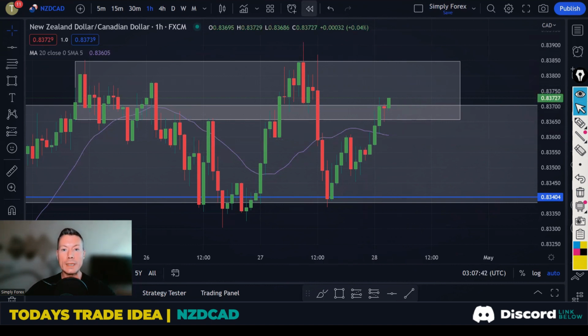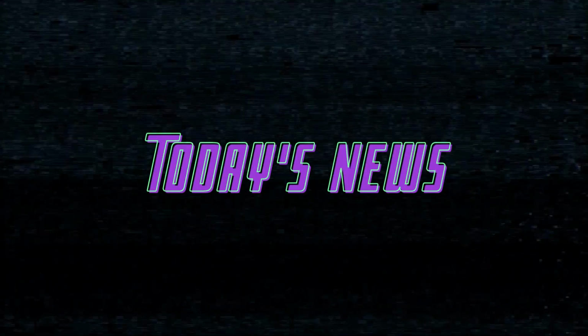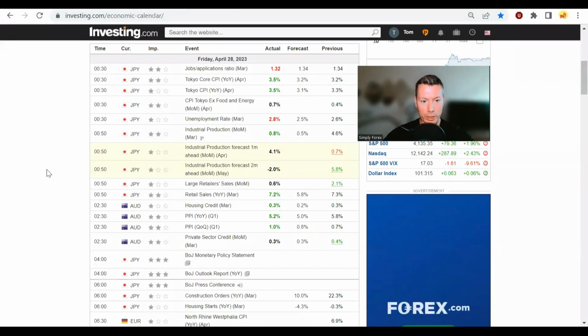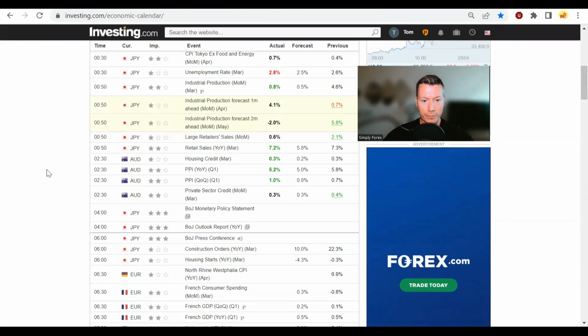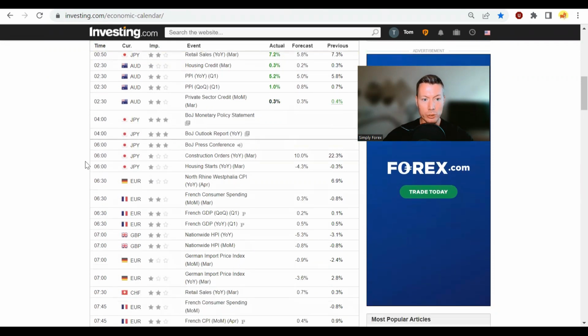Let's take a look at the news now. So, news for Friday, the 28th of April. Overnight, guys, we've just had the monetary policy statement coming out of Japan. And we've also got the press conference at 6 o'clock London GMT. So this could really bring some volatility into any yen pairs. So must be aware of that, guys.